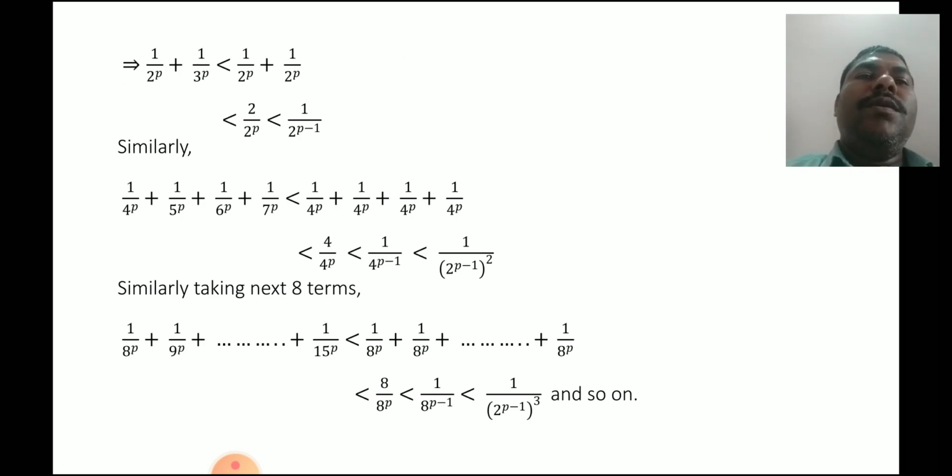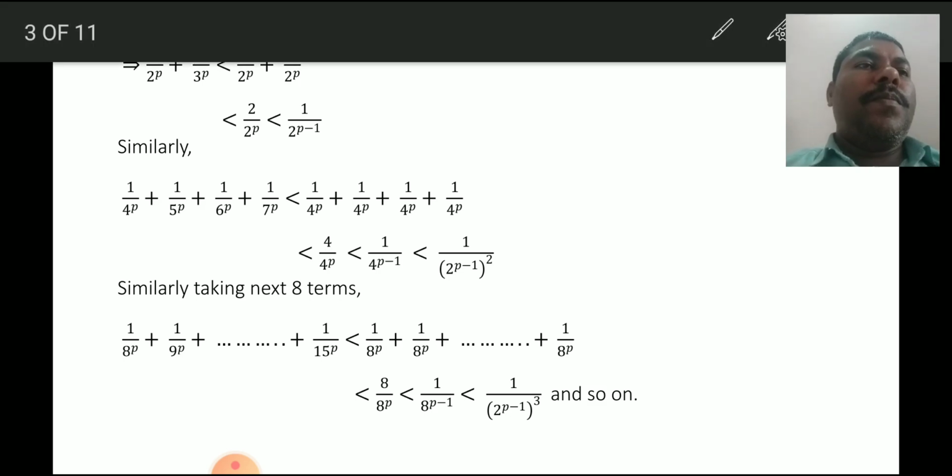That implies 1 by 2 raised to p plus 1 by 3 raised to p is less than 1 by 2 raised to p plus 1 by 2 raised to p, so this is less than 2 by 2 raised to p, which can be written as 1 by 2 raised to p minus 1.